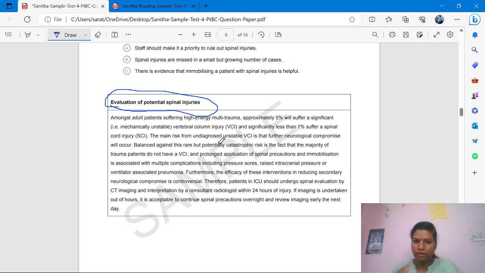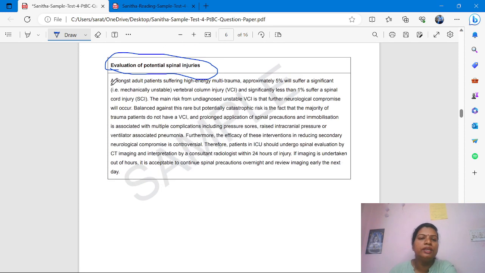We know spinal injuries are complicated, so you have to keep it in mind. We have to prevent spinal injuries. Amongst adult patients suffering high energy multi trauma, approximately 5% will suffer a significant, that is mechanically unstable, vertebral column injury, that is VCI, and significantly less than 1% suffer spinal cord injuries.